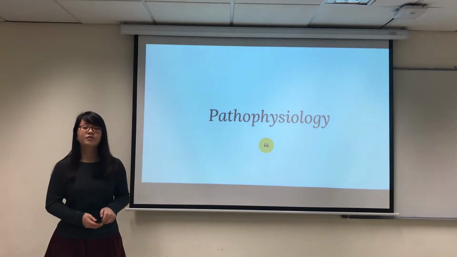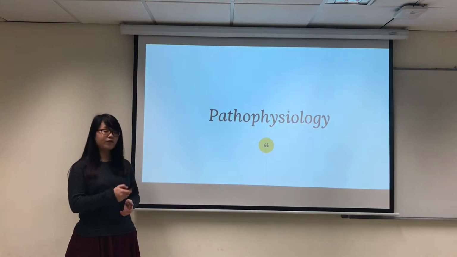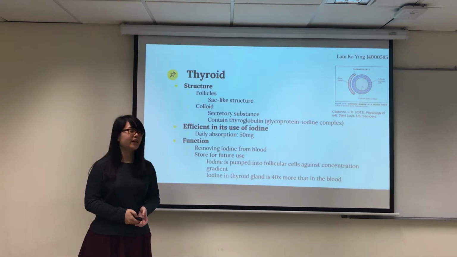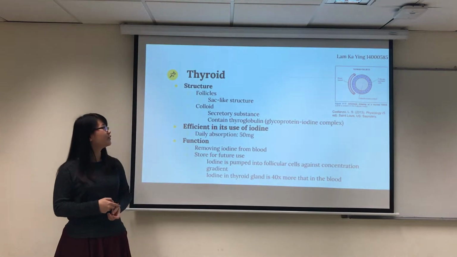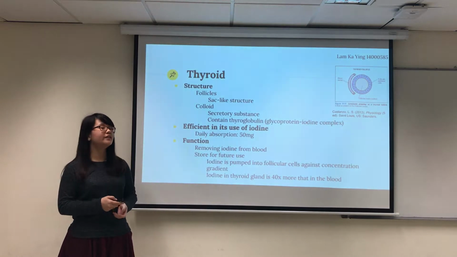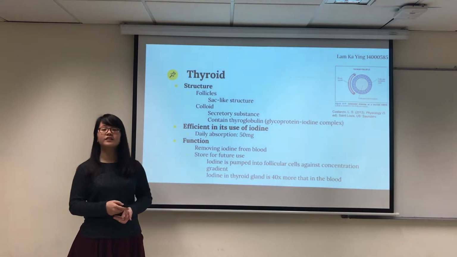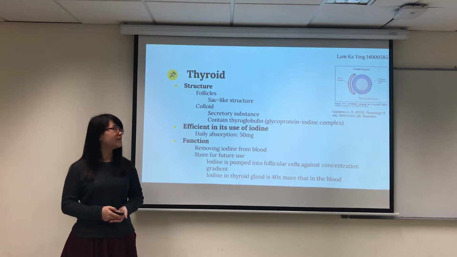Next we are going to talk about the pathophysiology of hyperthyroidism. But before that, we need to know about the physiology of the thyroid gland. The thyroid gland is formed by many follicles. A follicle is a sac-like structure, and inside each follicle we have a lot of colloid. It is a secretory substance, and it contains thyroglobulin.